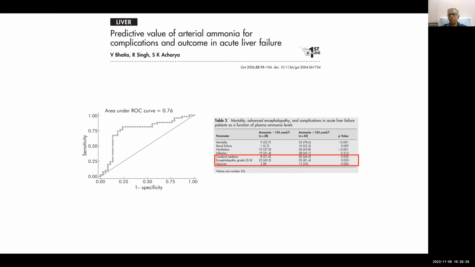So we now need to think about ways how we can get the ammonia down in a patient with acute liver failure, with the hope that getting ammonia down improves the outcome of such patients.